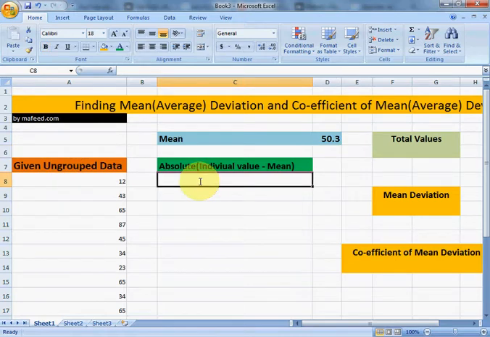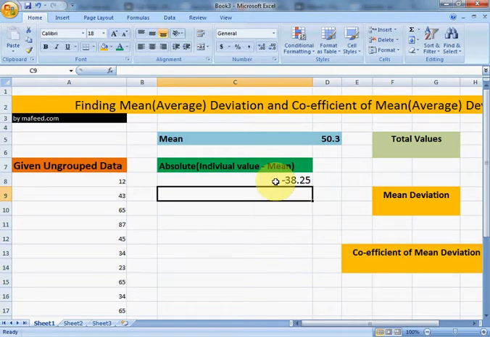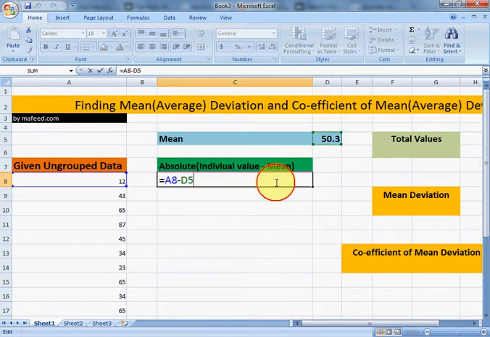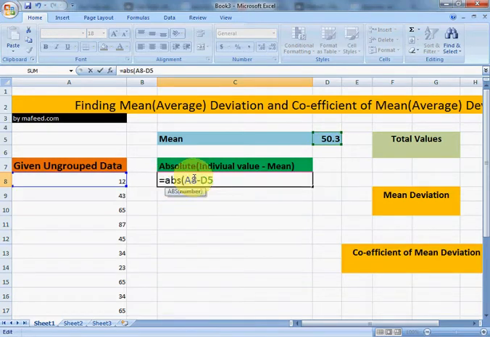Now we need to find the difference of individual value minus mean value. Individual values like 12, 43, 65. First of all, 12 minus mean value, that is 50.3. Enter, and this is the difference, as we want this difference to be positive all the time. So we will take absolute of all the differences of individual value and mean value.